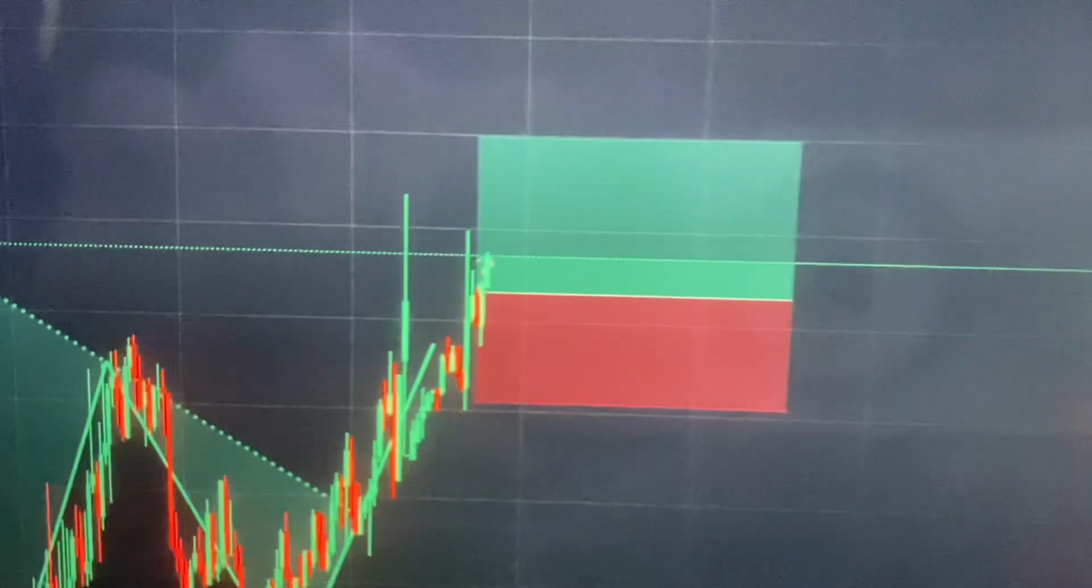So right now the trade is moving up. We came down to about right here, as you can see. We came down. I thought it was going to fall out, but the market's actually moving up in our favor, so we're gonna let it ride.